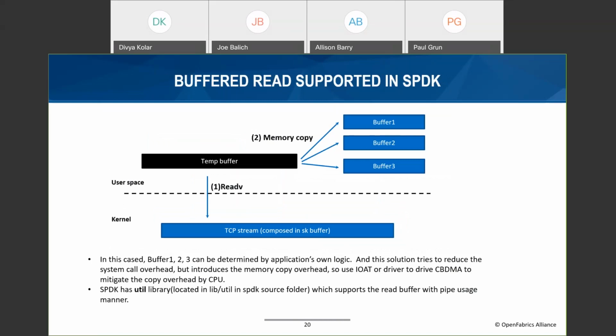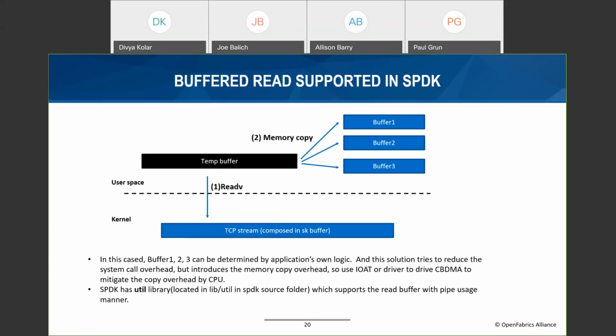In SPDK, we implement a pipe library in the SPDK utility library. Then we can use a temp buffer, a very big temp buffer, for example 8K or 16K, to read the data from the kernel with one system call. But definitely we need a memory copy to the destination buffer, since for some buffer usages, the memory must be DMA-able, so we need a copy.